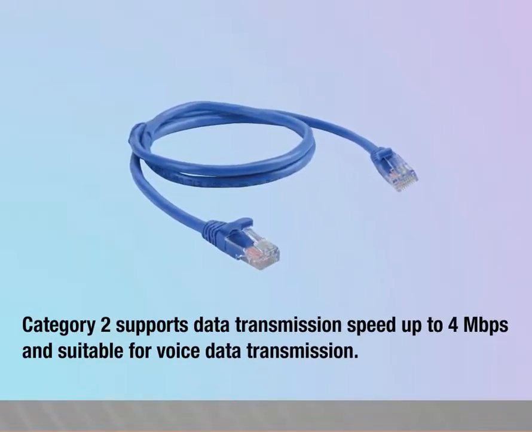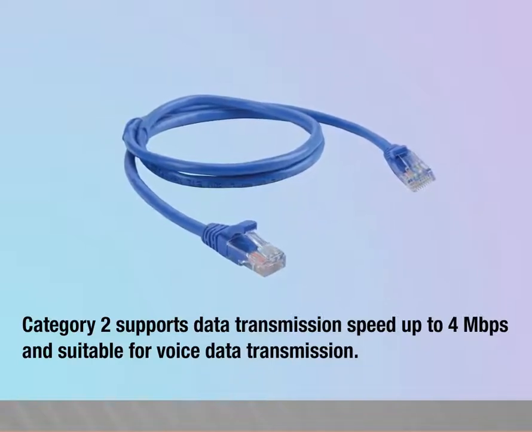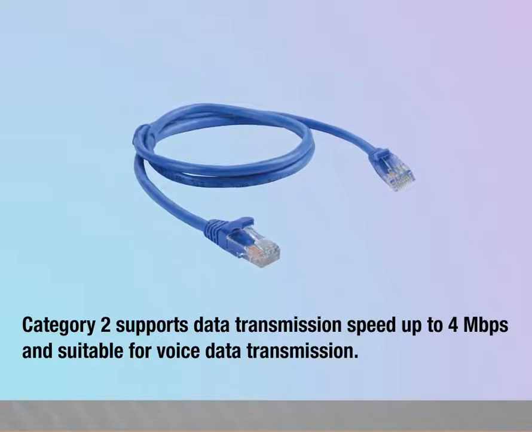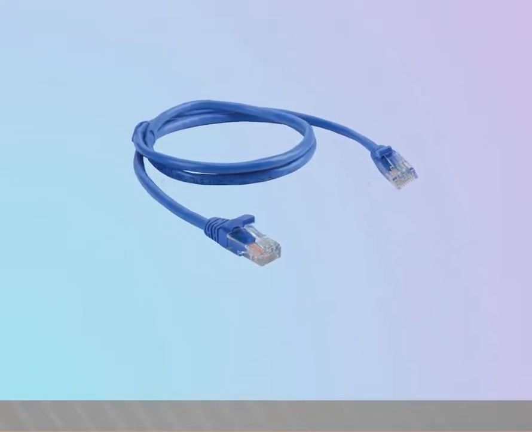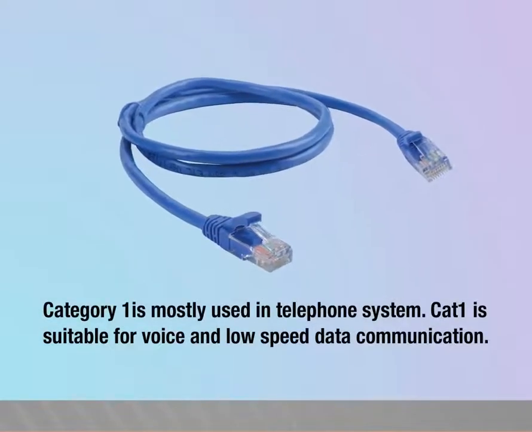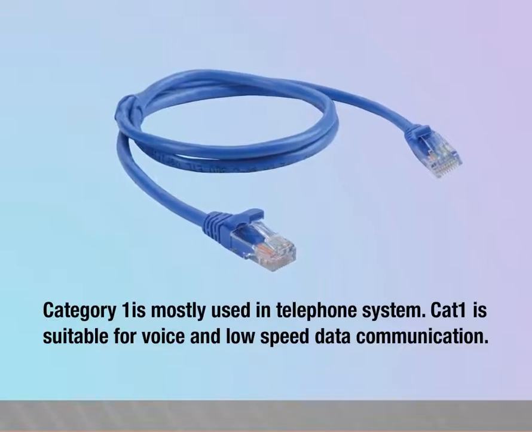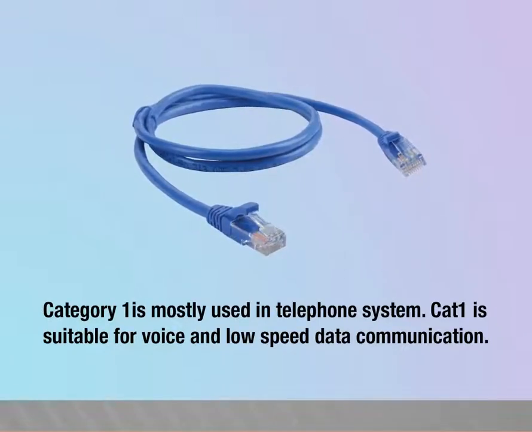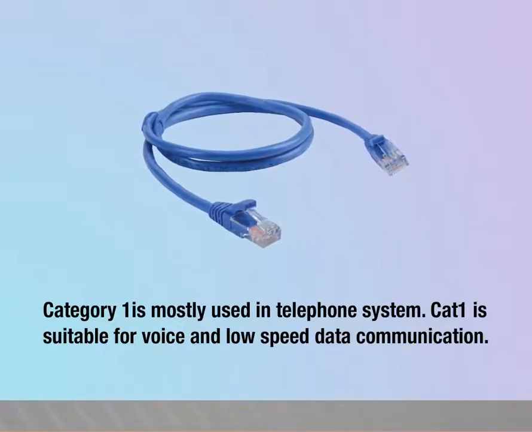Category 2 supports data transmission speed up to 4 Mbps and is suitable for voice data transmission. Category 1 is mostly used in telephone system. Cat 1 is suitable for voice and low-speed data communication.